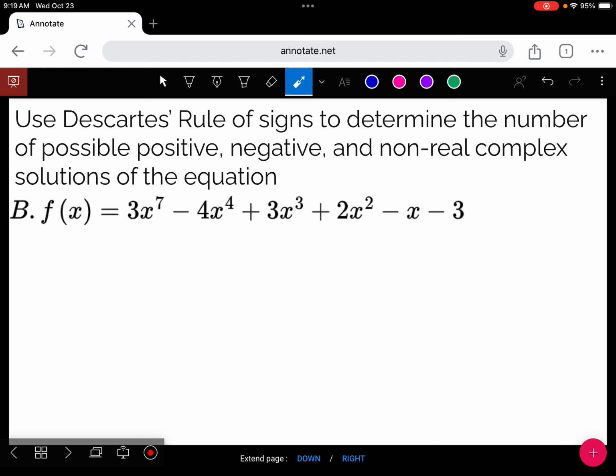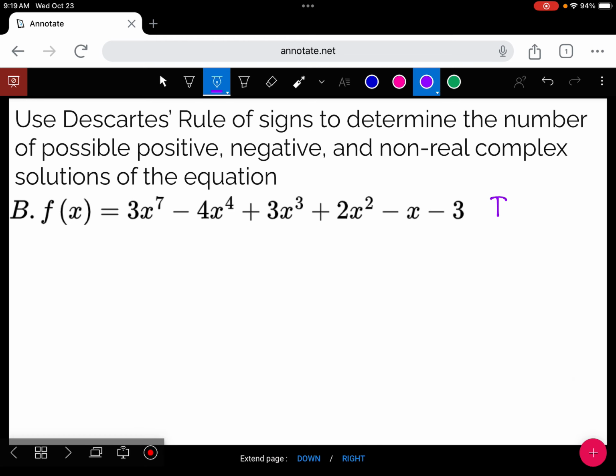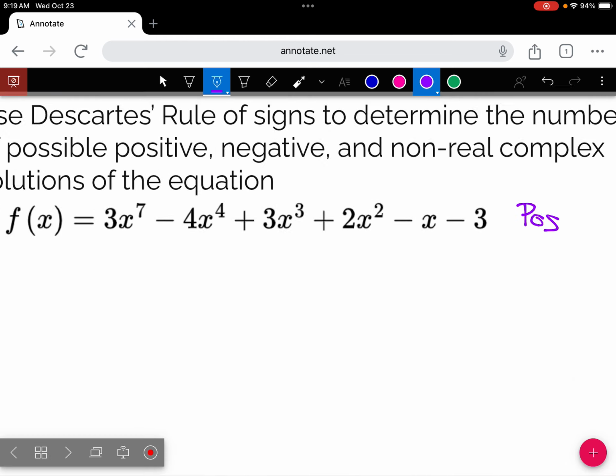Same vibe. We're using our Descartes' rule of signs to determine the number of positive, negative, and complex answers for this polynomial. So our first step is to find our number of positive roots. How many sign changes do we have for the positive version?